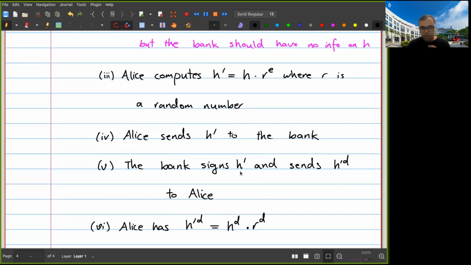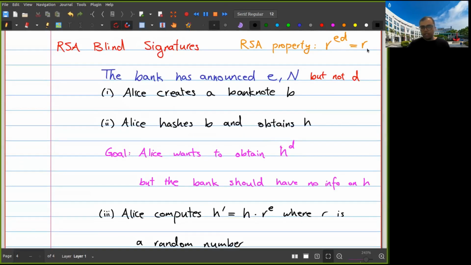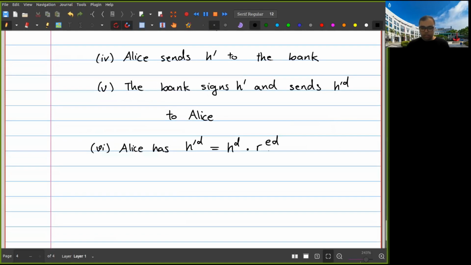So the bank signs H prime and returns H prime to the power of D to Alice. Now Alice has H prime to the power of D, but H prime was H times R to the power of E. So H prime to the power of D is just H to the power of D times R to the power of ED. Okay? But again, R to the power of ED was R. So this is just H to the power of D times R. But Alice knows R. And since Alice knows R, she can just divide by R.